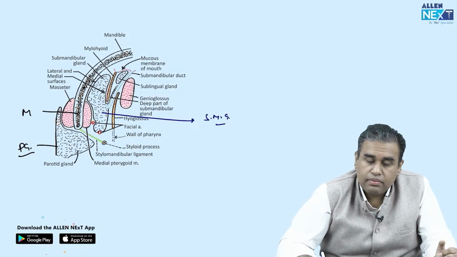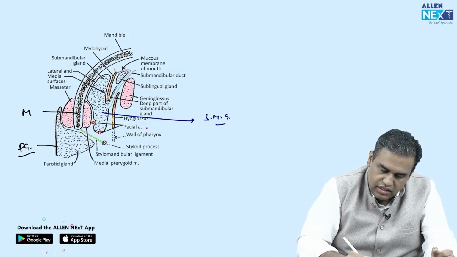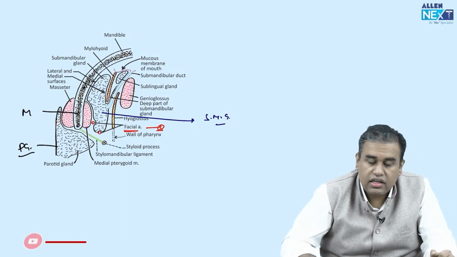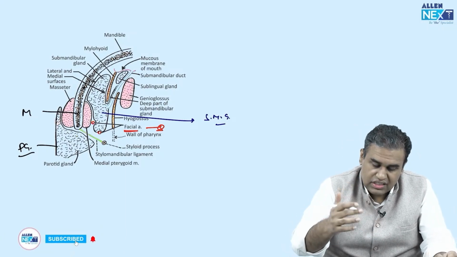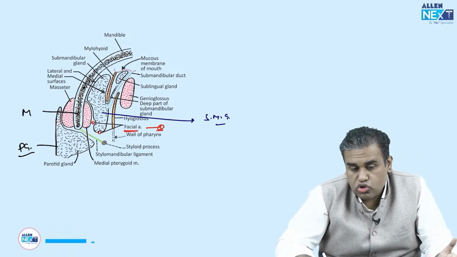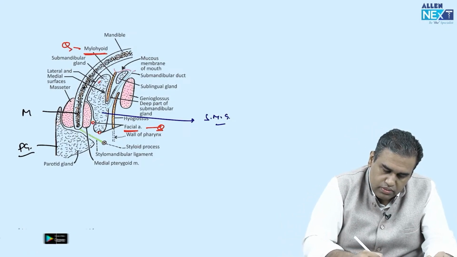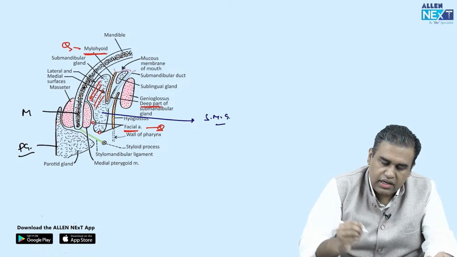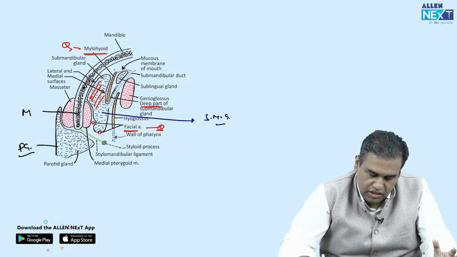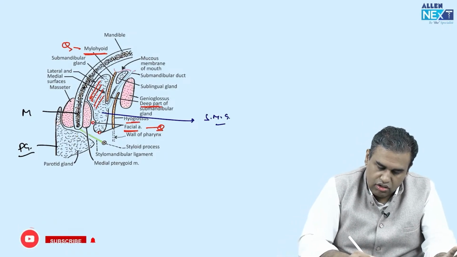Which artery grooves the submandibular gland? पहला question, facial artery. Question बन गया आपका. Facial artery grooves the submandibular gland. Which structure divides the submandibular gland into two parts? It is the mylohyoid muscle over here. देखिए बाहर वाला superficial part है, अंदर वाला deep part. Okay, and you can see the hyoglossus muscle over here.